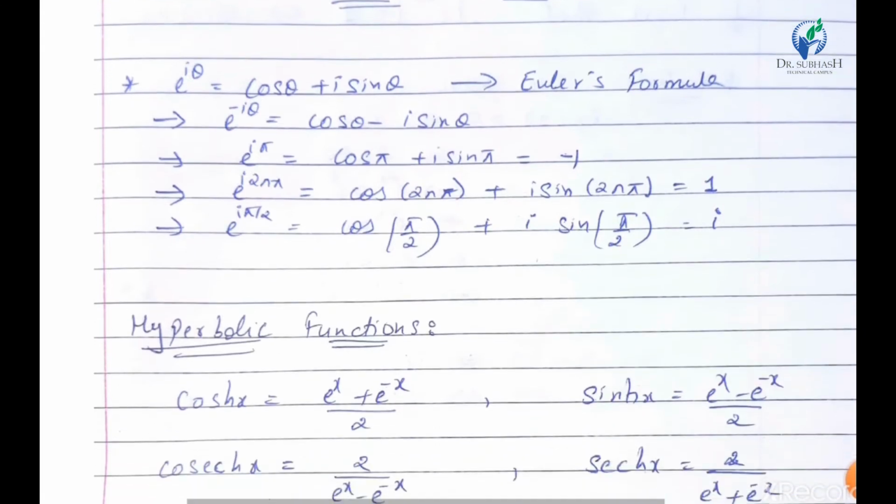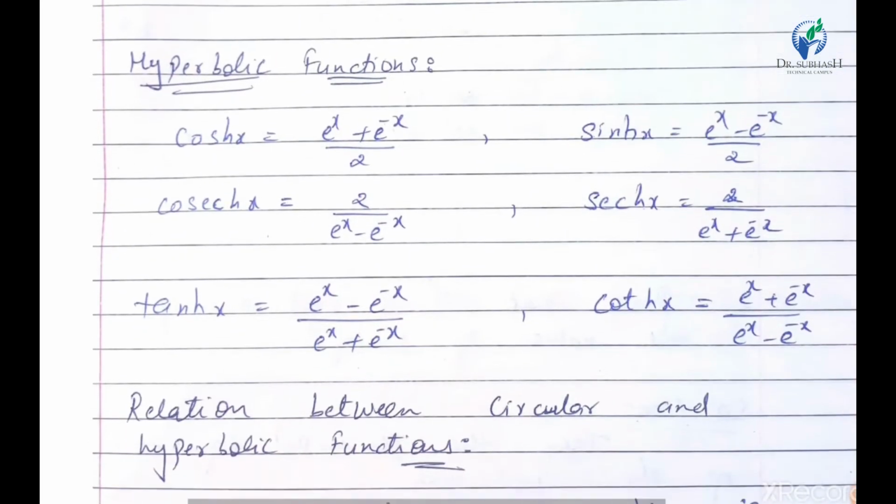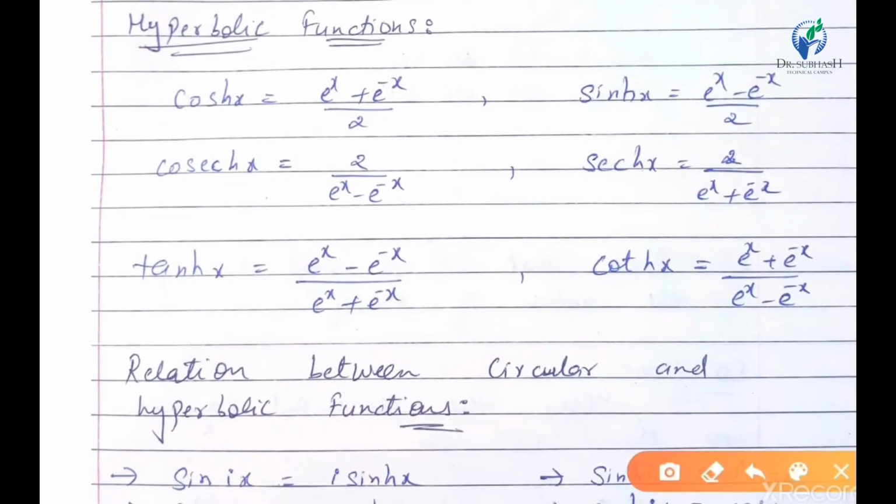Now let us see some hyperbolic functions. We are all aware of trigonometric functions such as cos x, tan x, sin x. Now when we write cosh x, sinh x, such terms are termed as hyperbolic functions. Now first is cosh x. Cosh x is equal to e raised to x plus e raised to minus x upon 2. Sinh x is equal to e raised to x minus e raised to minus x upon 2.